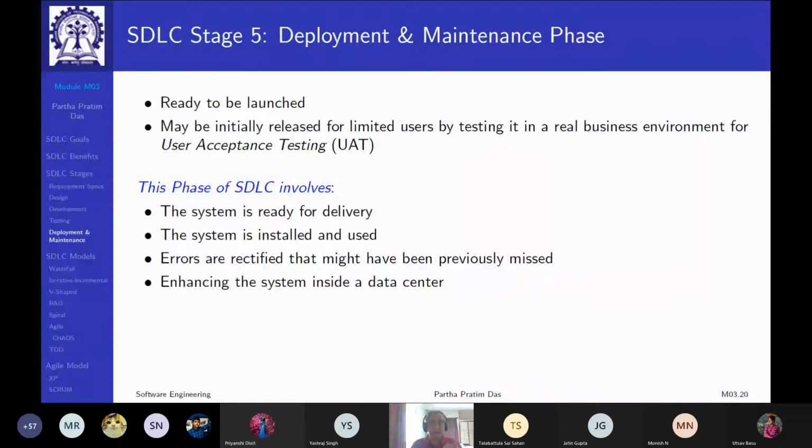So requirement specification and analysis, design, development, testing, deployment and maintenance. These are the five main stages of SDLC. Let me stop a little and see if you have questions. Then I'll continue. If you have any question on the basic notion of SDLC and the stages, please ask.